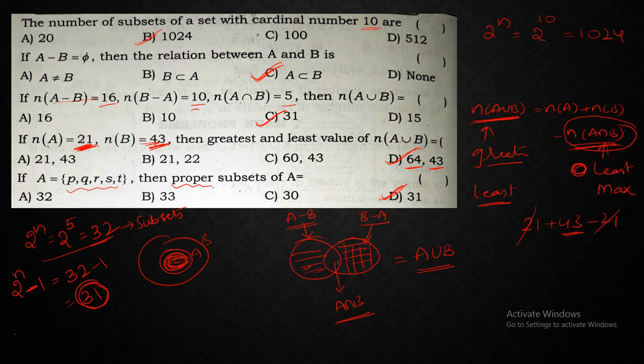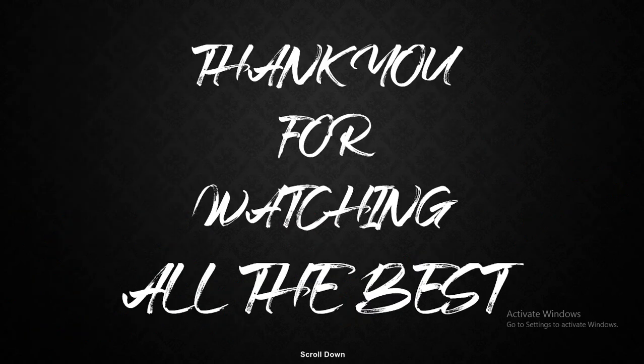If you ask for proper non-empty subsets, then the formula is 2 power n minus 2, and the answer will be 30, right? So there are three possible cases. If you ask only about subsets, then directly 32. If you ask only about proper subsets, then 31. If you ask about proper non-empty subsets, then it is 30, right? So these are all the questions related to sets.